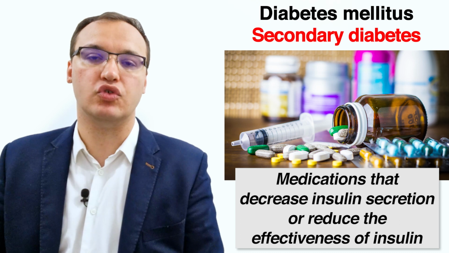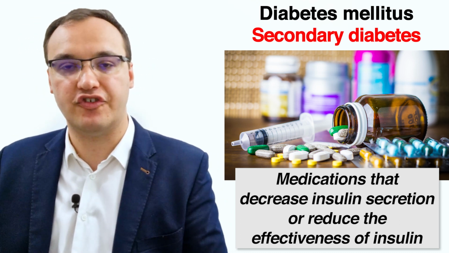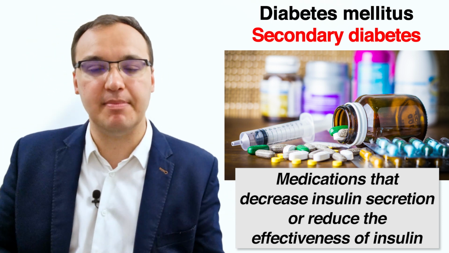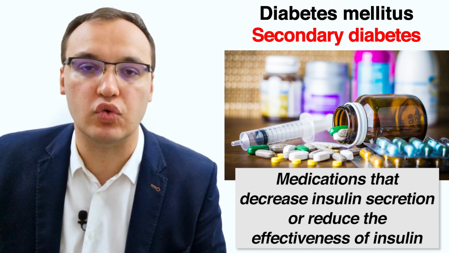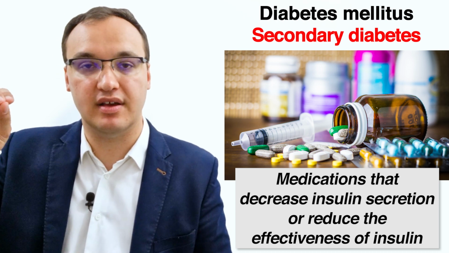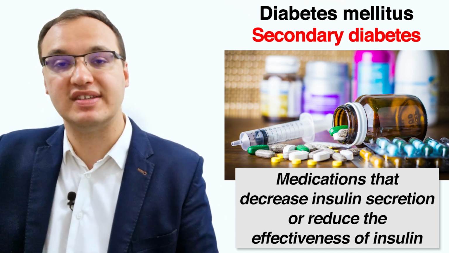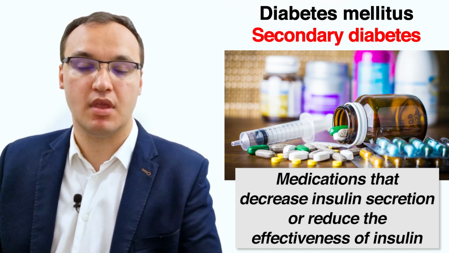So, medication can also cause secondary diabetes if it decreases insulin secretion or reduces the effectiveness of insulin. In some instances, diabetes may be reversible if the medicine is discontinued. But it could also be the case that the drug-induced diabetes may be permanent. Once the medication is stopped, often blood glucose levels become more manageable.